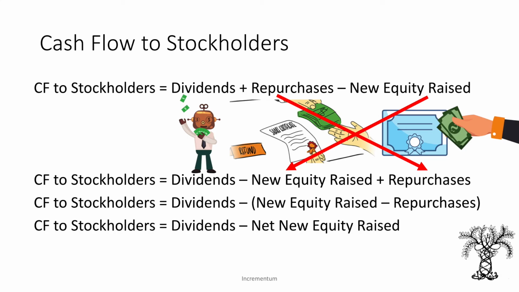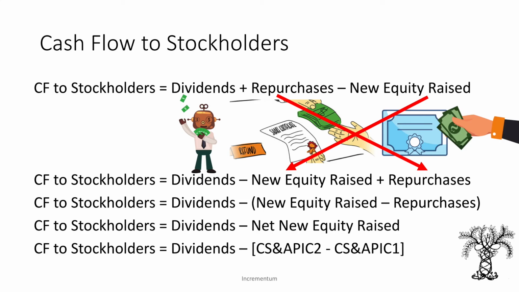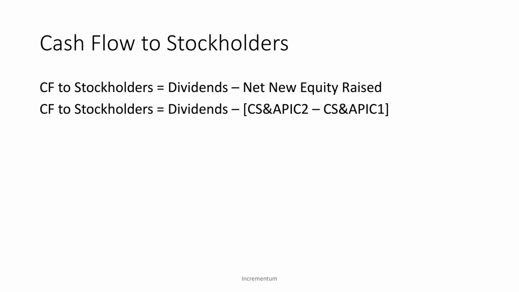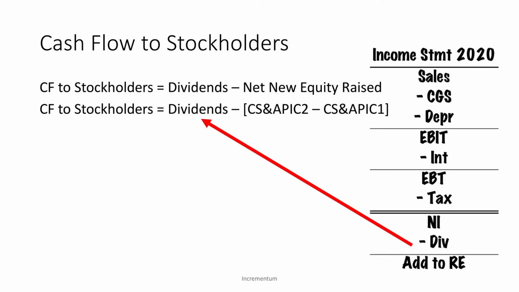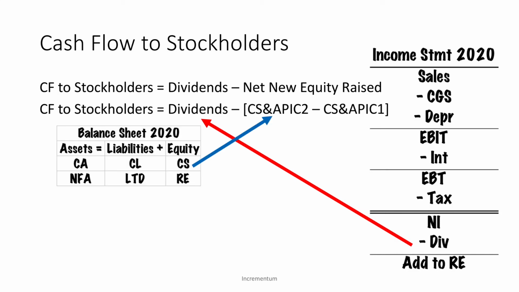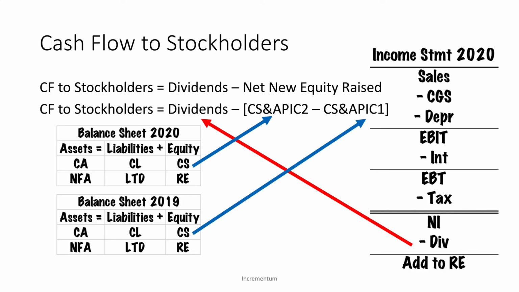If we're not, we're going to have to calculate it as dividends minus common stock and additional paid-in capital at the end of the year minus common stock and additional paid-in capital at the beginning of the year. So we're going to need financial statements to help us calculate this. If we want to calculate cash flow to stockholders in the year 2020, then dividends are going to come from the 2020 income statement. Common stock and additional paid-in capital at the end of the year are going to come from the balance sheet for 2020. And common stock and additional paid-in capital at the beginning of the year is going to come from the 2019 balance sheet. Because common stock and additional paid-in capital on December 31st, 2019 is the same as common stock and additional paid-in capital on January 1st, 2020.